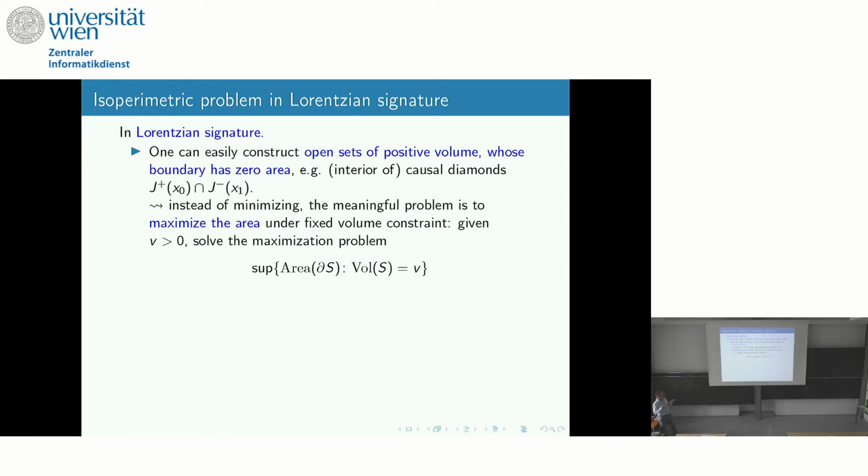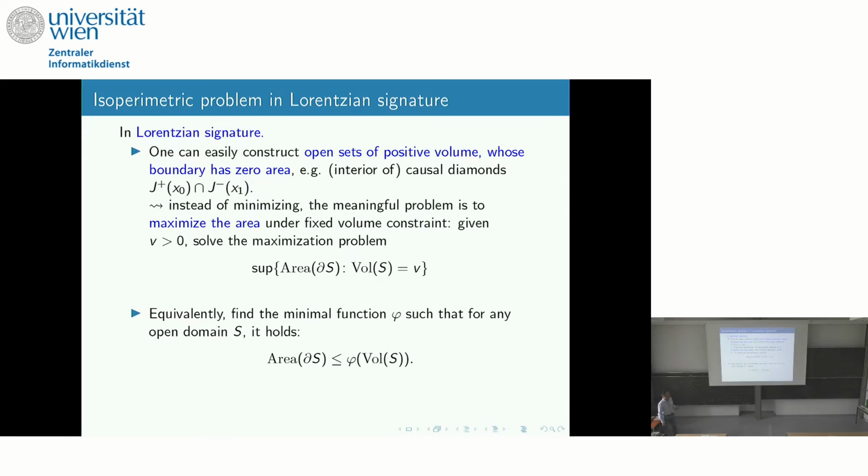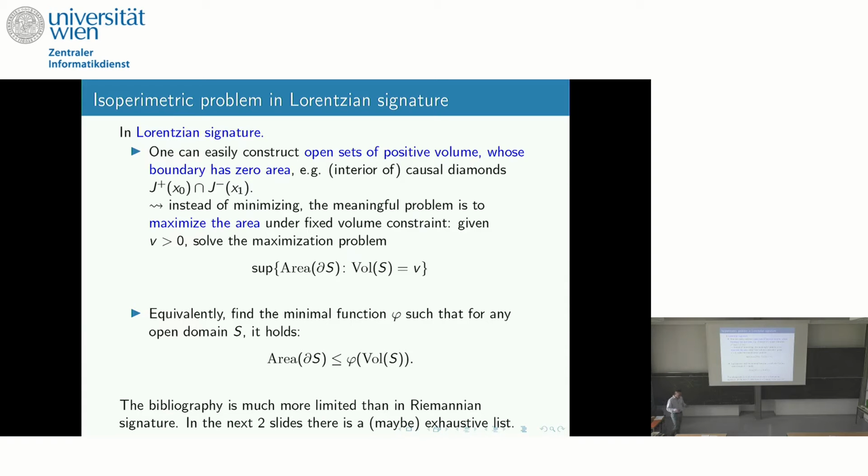Okay, so instead of minimizing, the problem is to maximize the area under some fixed volume constraint. So given V positive, we want to solve the maximization problem. So we want to maximize the boundary area of a set whose volume is V. Or equivalently, the dual problem is to find the minimal function phi such that for any open domain S, it holds that you have an upper bound on the area in terms of the volume. Actually, while the bibliography in the Riemannian setting is huge, in the Lorentzian setting, the bibliography is much more limited.